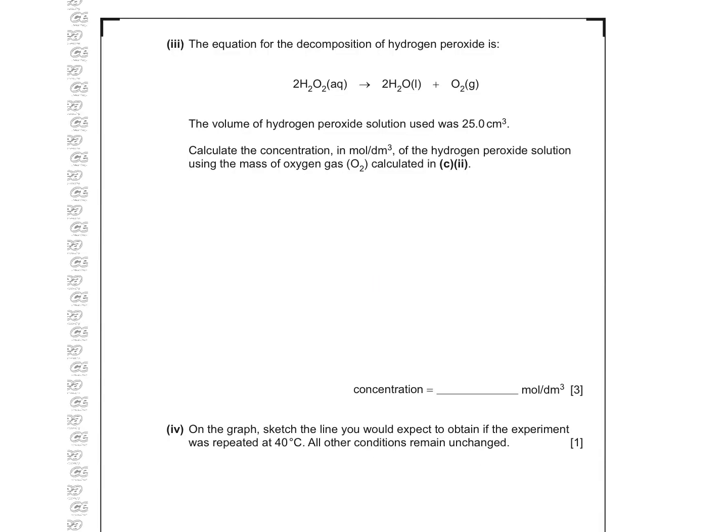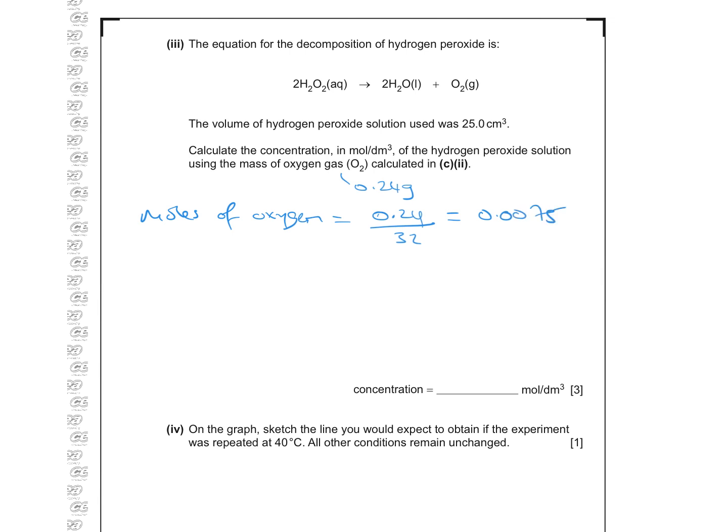Part 3. So here we have to calculate the concentration of the hydrogen peroxide using the mass of the oxygen that was just calculated. So let's see, that then was 0.24 grams, just to remind us. So the first thing I'm going to do is work out the number of moles of oxygen. So that's going to be 0.24 over the RFM, or the Mr of oxygen. That is 32. That's 0.0075.